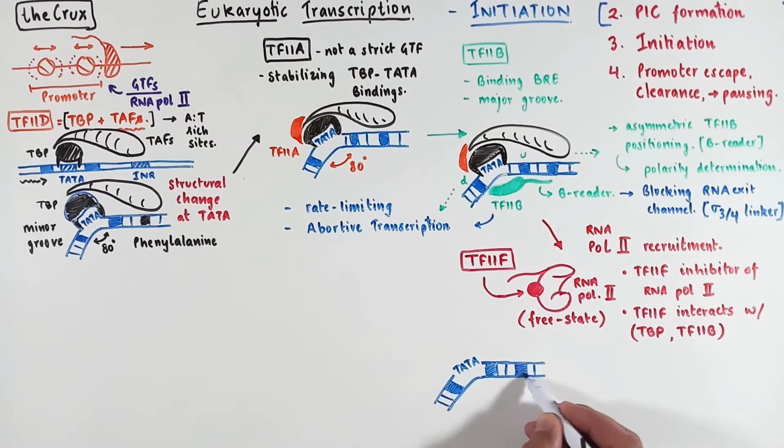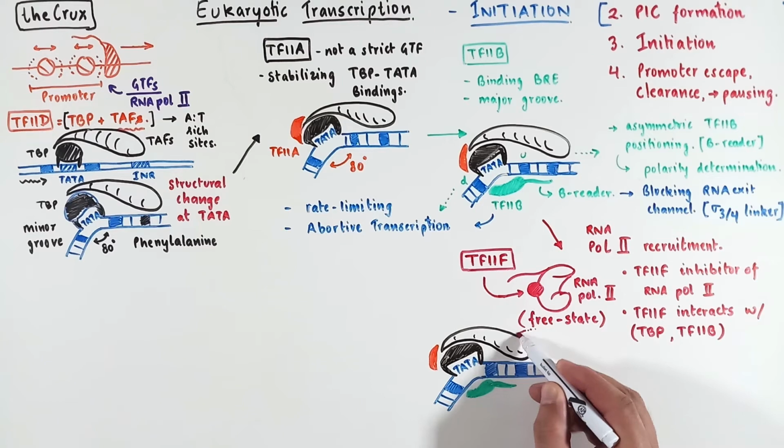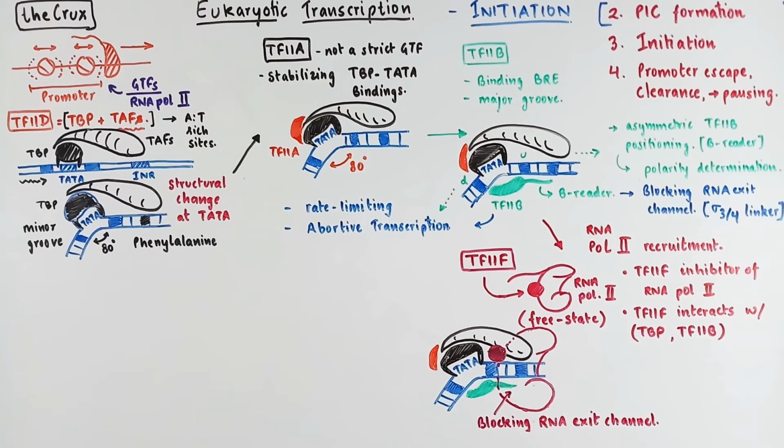Now, just to bring all of this into a coherent picture, I'll draw this out. We have the TBP and the TAFs bound to the TF2A and TF2B, and then the TF2F sits very close to the TBP and the TF2B complex, with the RNA polymerase facing the downstream direction. And this positioning is done with the help of the B reader unit part of the TF2B, which now, as soon as the RNA polymerase is recruited, goes into the exit channel of RNA polymerase and blocks it. And it also blocks some part of the active site of the polymerase.